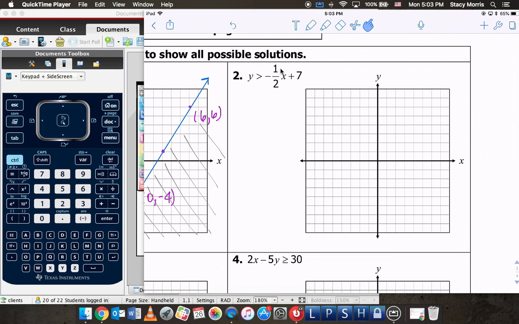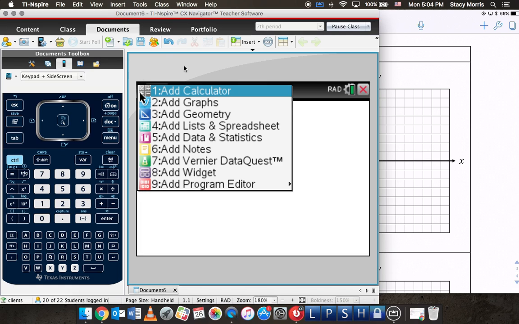This time I'm going to show you using your calculator how you can use your calculator to get this and then transfer from your calculator to your paper. So we're going to graph using our calculator. So I'm going to do add a graph.